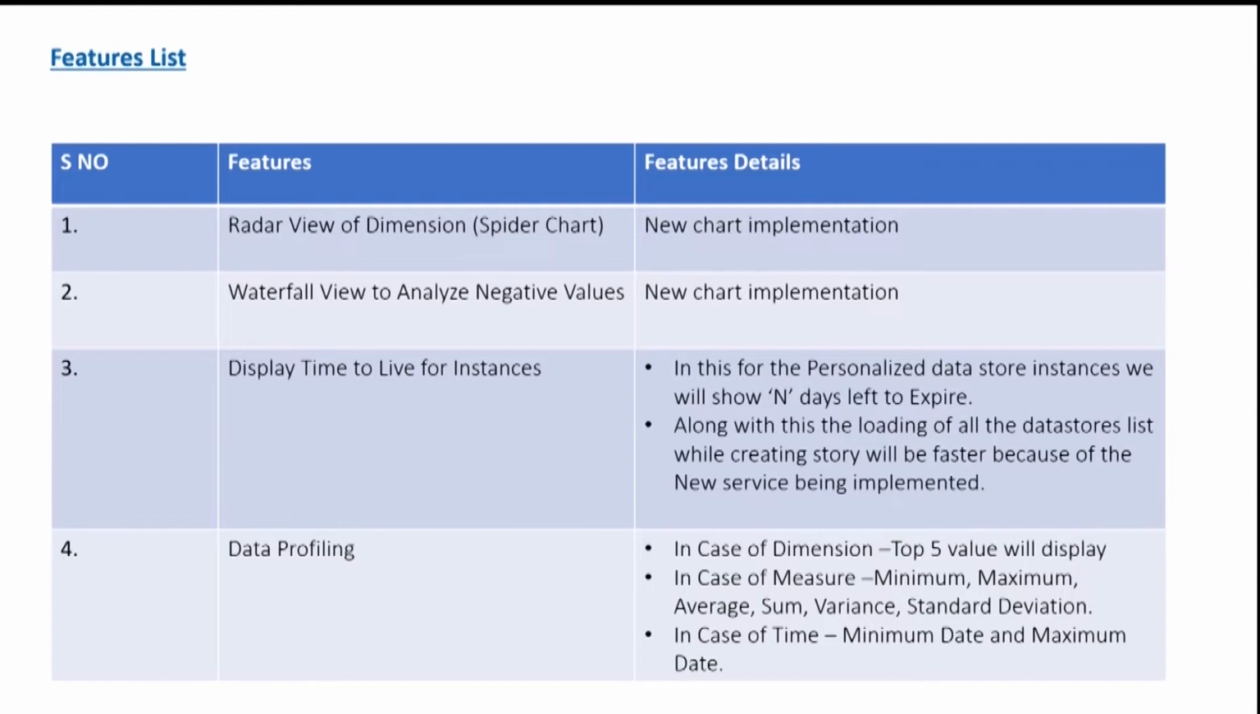Along with this, the loading of all the data store list while creating a story will be faster because of the new service being implemented. The fourth feature is data profiling. In case of dimension, the top 5 values will display. In case of measure, minimum, maximum, average, sum, variance, and standard deviation will display. In case of time, the minimum and maximum date will display.